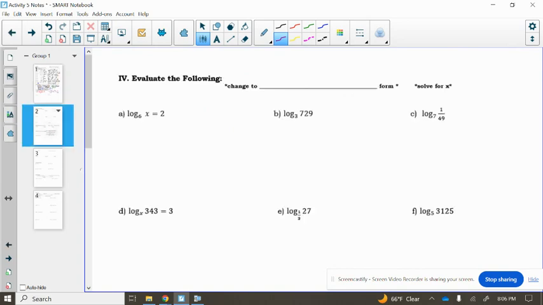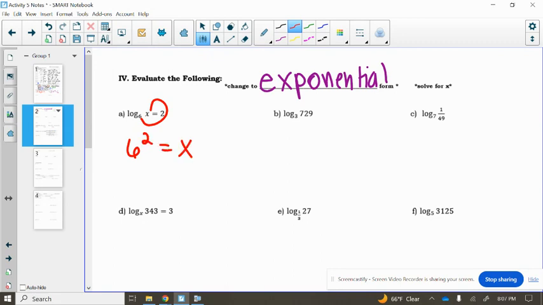Now, as we move on to the next page, we want to be able to evaluate the following. Sometimes we change the form to an exponential to help us find this and solve for x. So for this first one, if we are looking to find the value of x, if we rewrite this as an exponential, 6 squared equals x, so x equals 36.